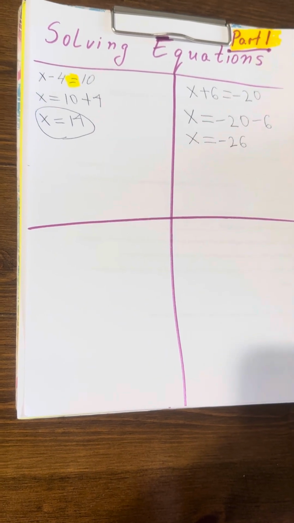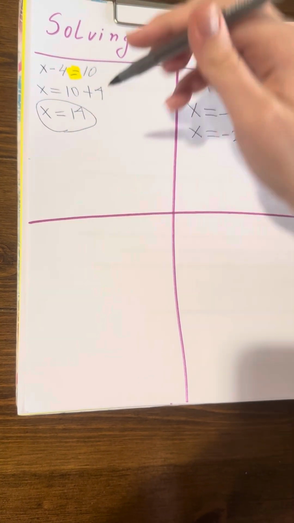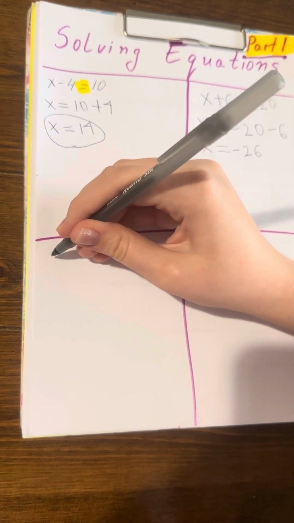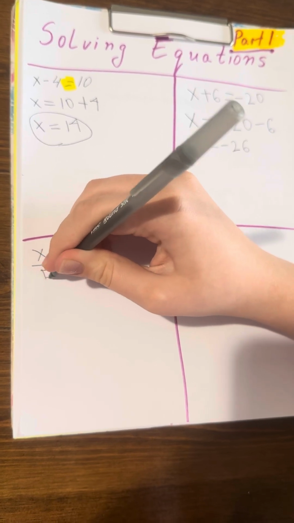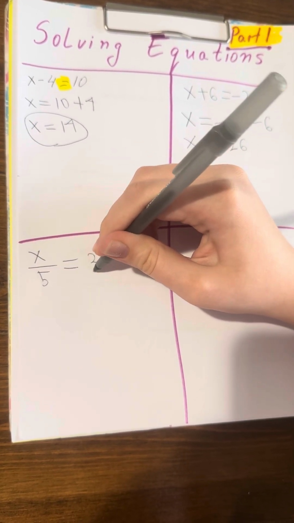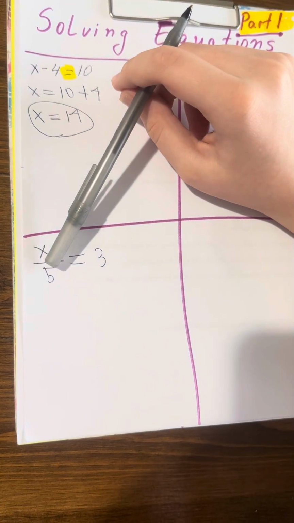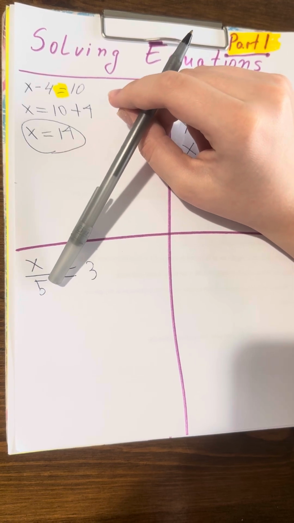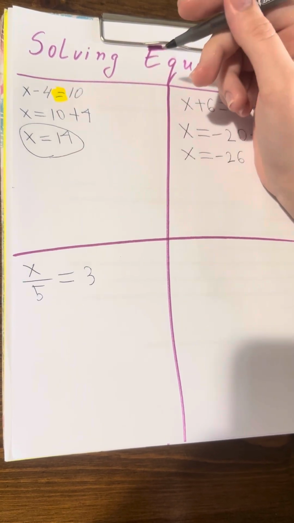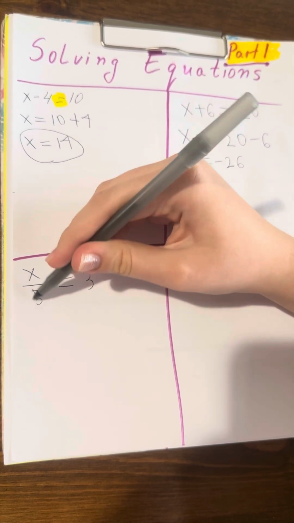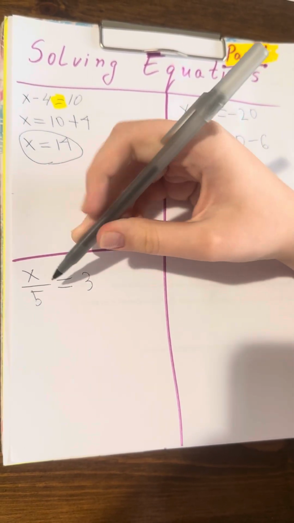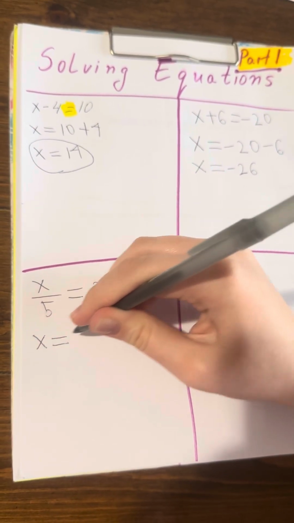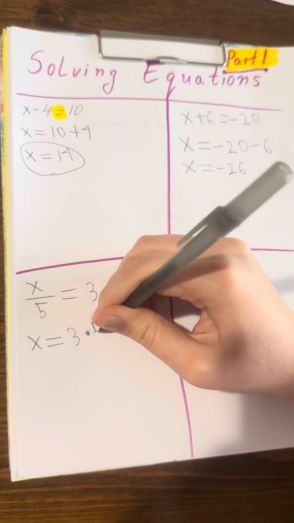Okay, let's move on to a harder equation. Here we did negative and positive. Let's move on to division. x over 5 equals 3. So here we're going to do the opposite of division. Here x is divided by 5. So what's the opposite? Multiplication. So 5, only 5, you separate it and it goes through the door and turns into multiplication. It'll turn into x equals 3 times 5.